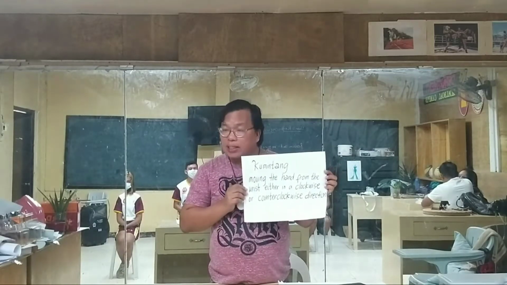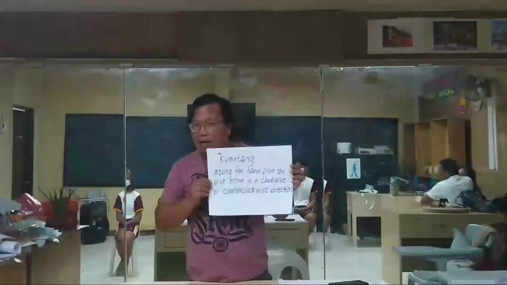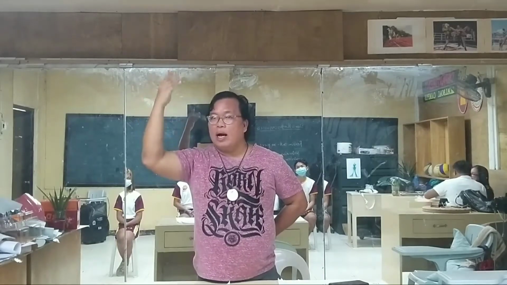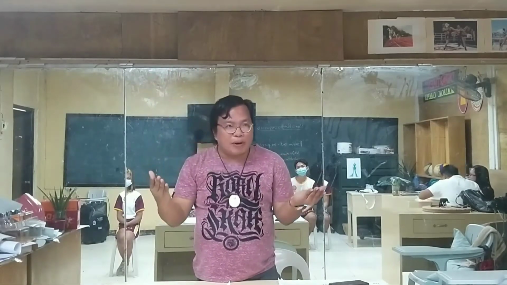Now we have the third movement, which is called Kumintang. Charis, will you please read what is Kumintang? Kumintang: moving the hand from the wrist either in clockwise or counterclockwise direction. Very good. This is how to perform Kumintang. You can do this inward or outward. So this is inward, outward. Everybody perform.